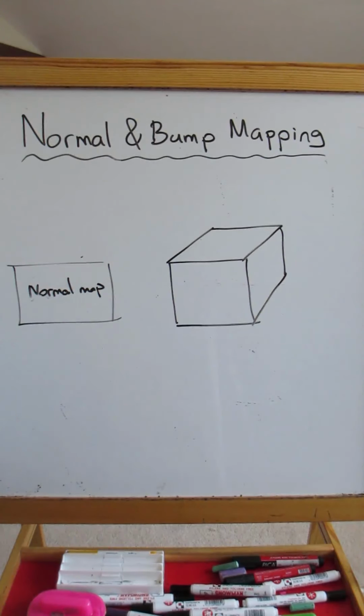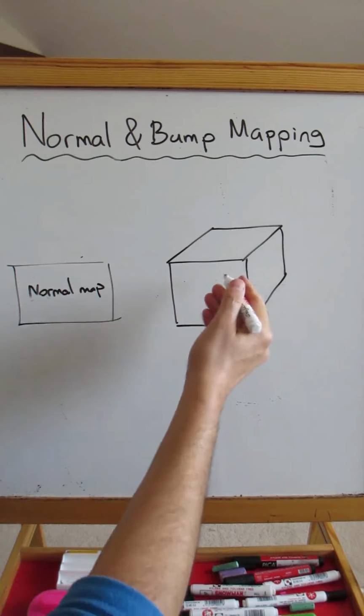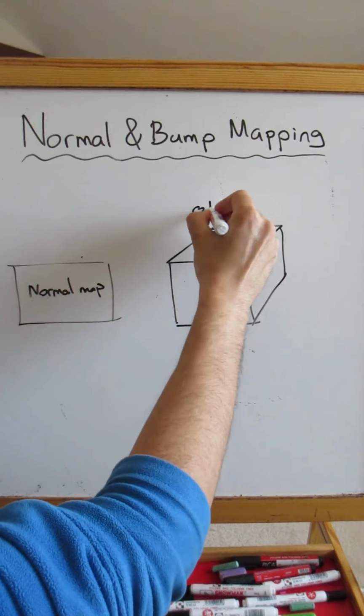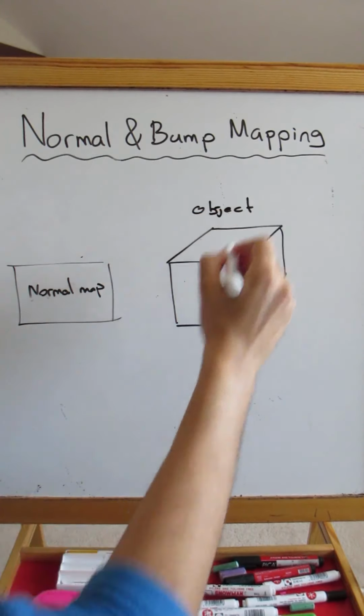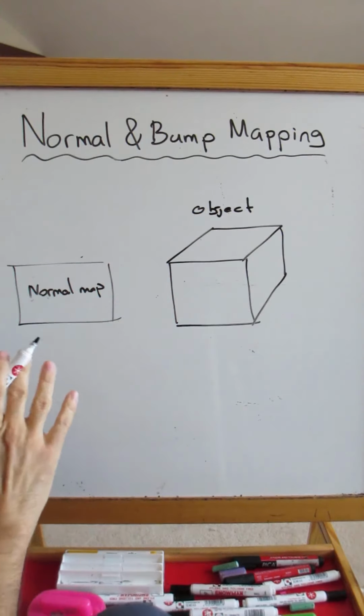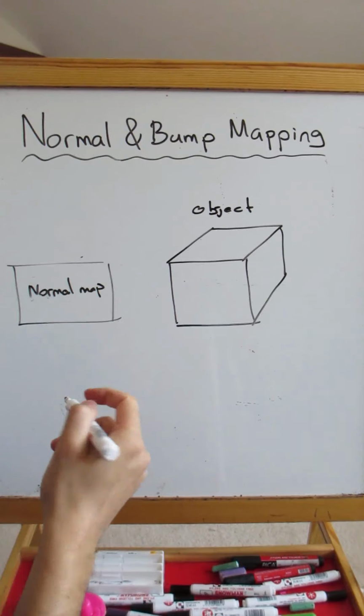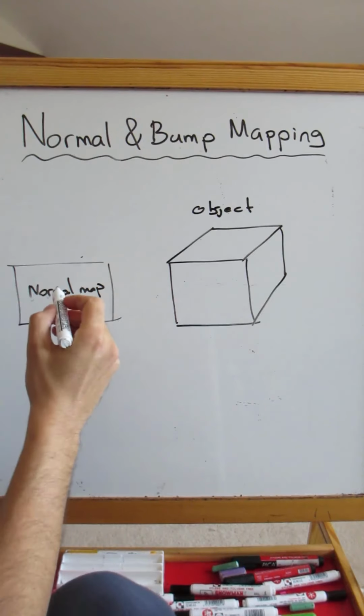Okay, so now let's talk about how we apply, let's start with normal mapping. How do we apply a normal map onto an object? Let's say this is a cube onto which we want to apply normal mapping, and this is a normal map. First of all, what are the contents of a normal map? What does each pixel contain?